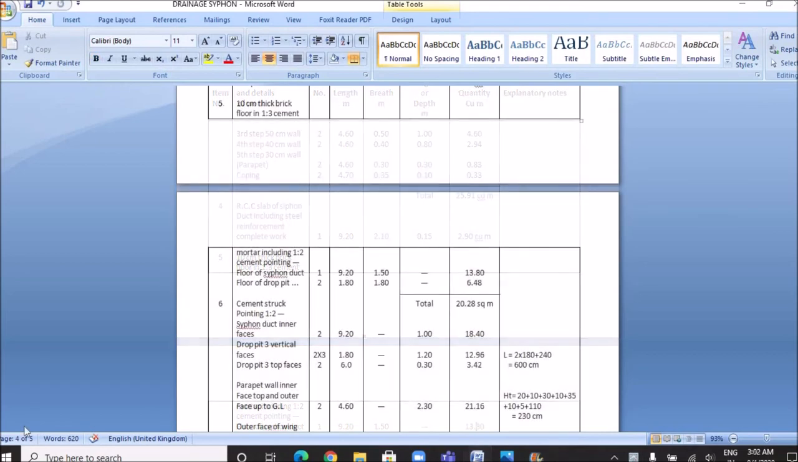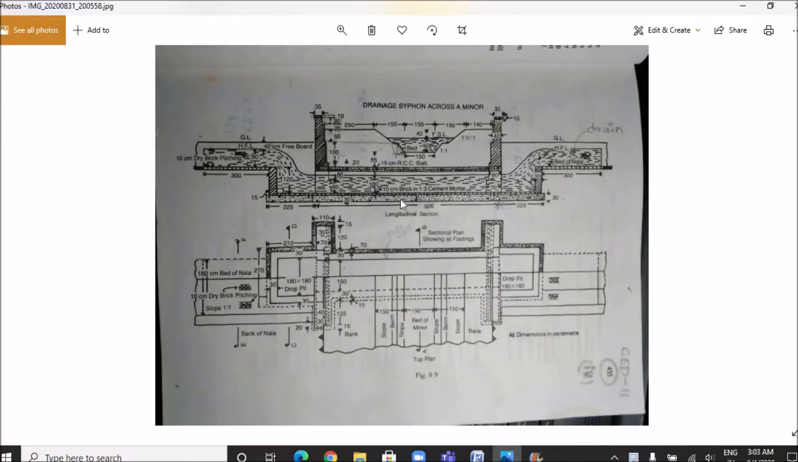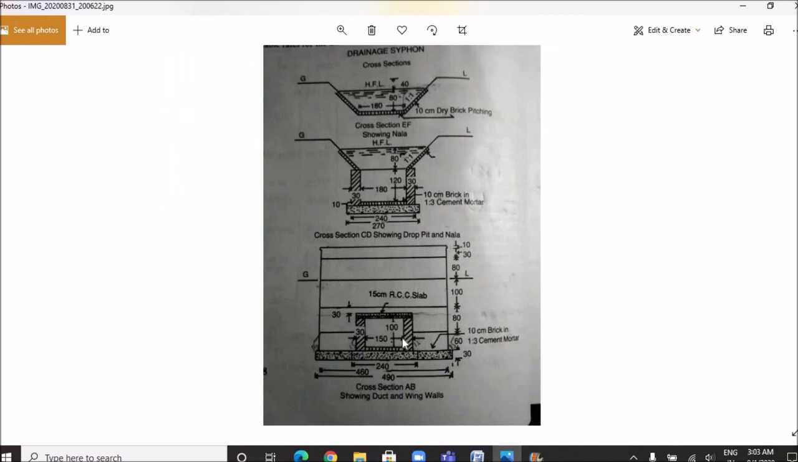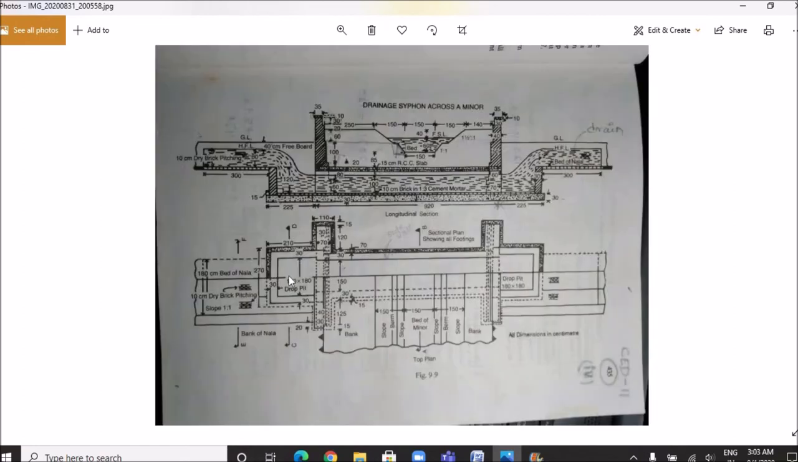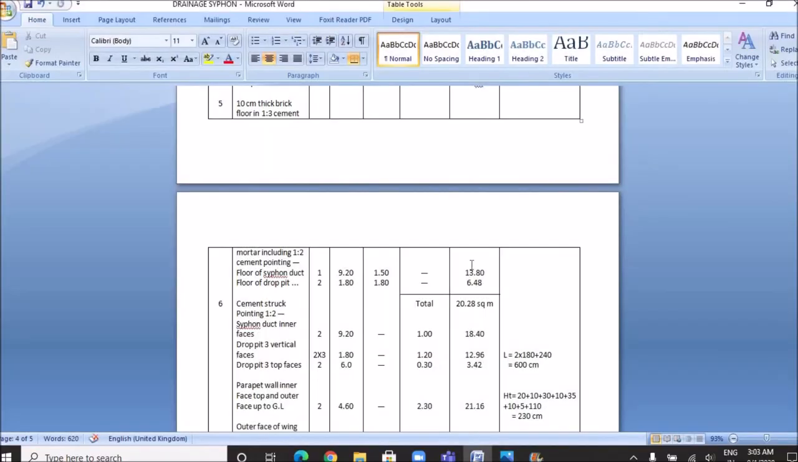Cement pointing work is done for the brick flooring. It is done for two items, floor of siphon duct and floor of drop pit. So there is one number of floor of siphon duct, the length is 9.2 meter and its breadth will be 1.50 meter. And for the floor of drop pit, the number would be 2 and the length and the breadth would be 1.8 and 1.8. The respective quantities are calculated, and the total quantity involved in cement pointing work for brick floor is 20.28 square meter.